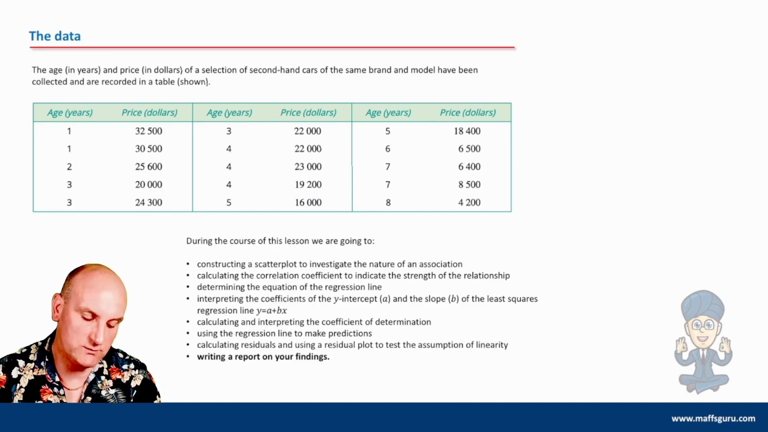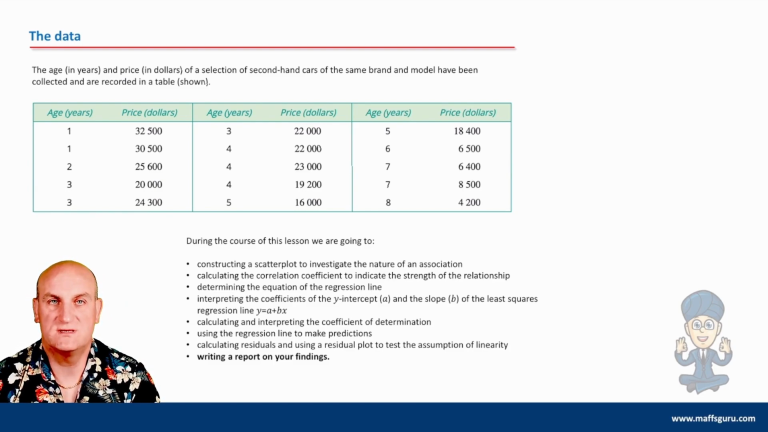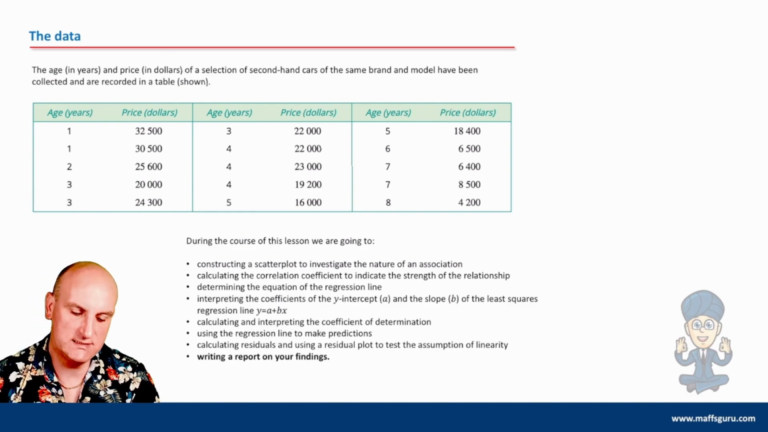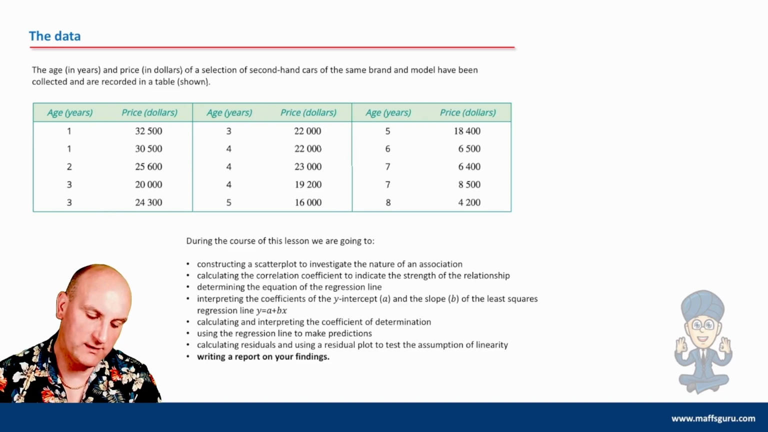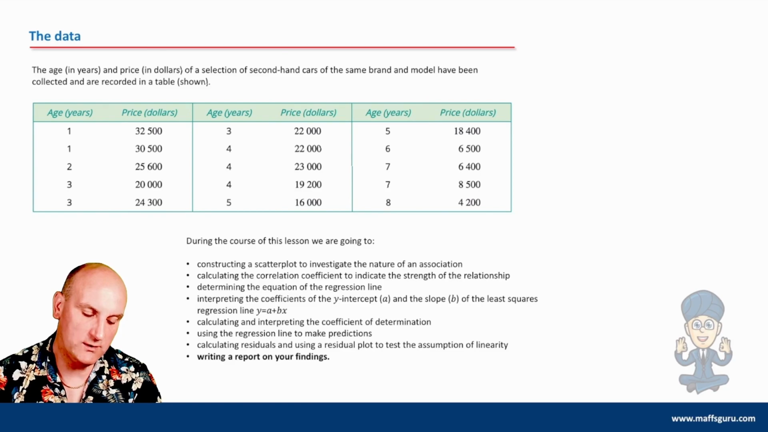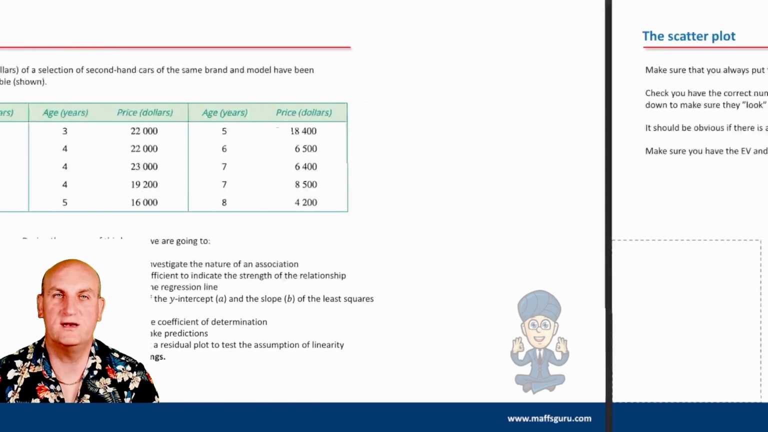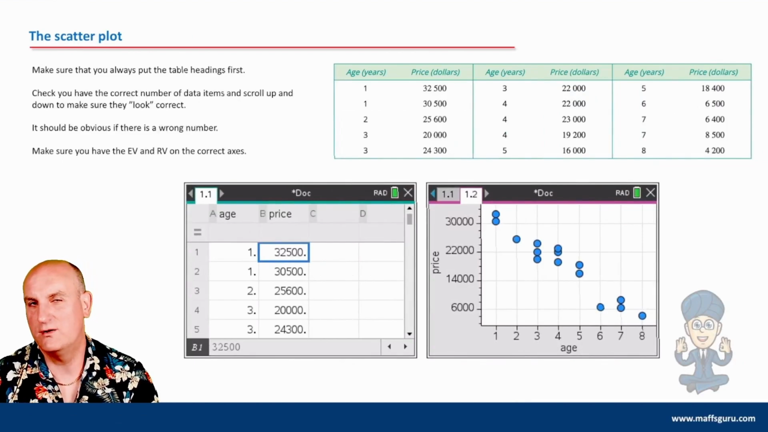But let's look at some data that we've been given. The age in years and price in dollars of a selection of second-hand cars of the same brand and model have been collected and are recorded as shown in the table. Obviously the only reason that the table is split into three sections is just to fit it on the screen. So we've got age in years and the price. We're going to do some sort of regression analysis and look at what we can actually do.